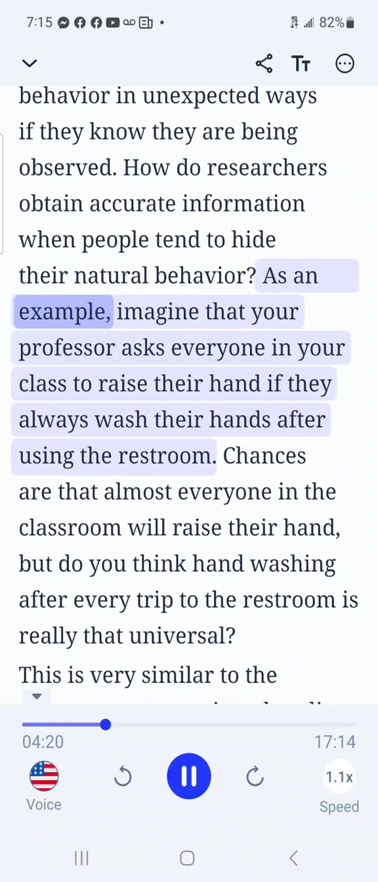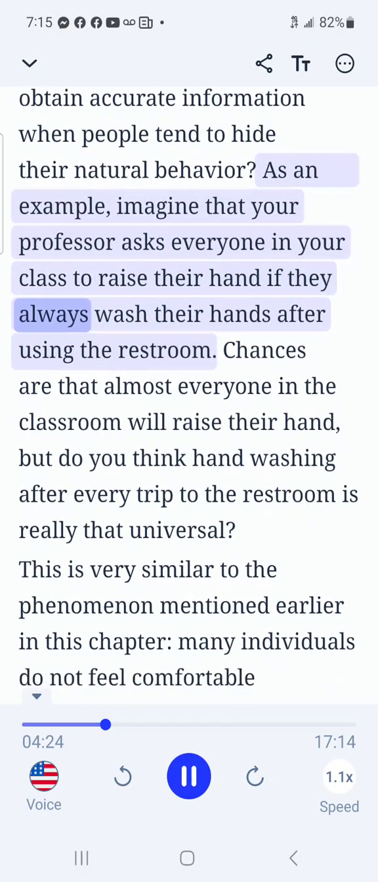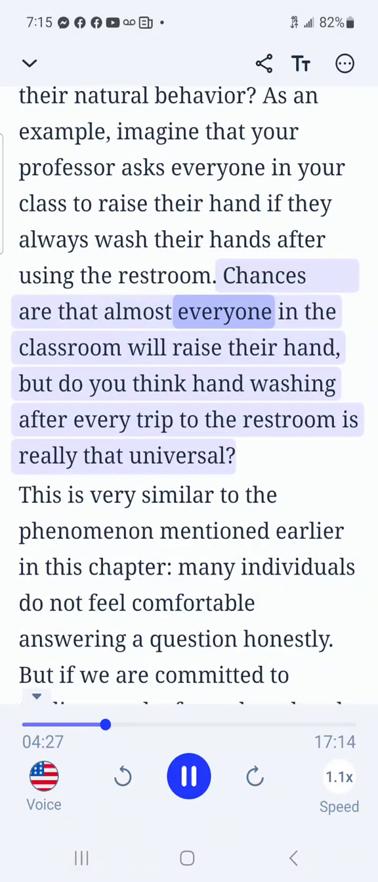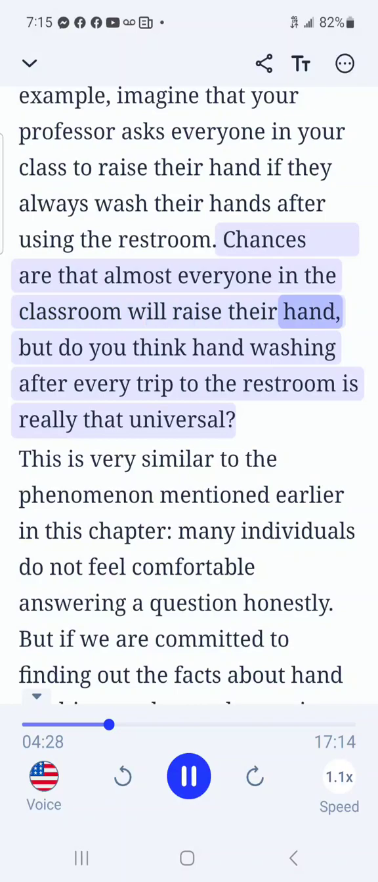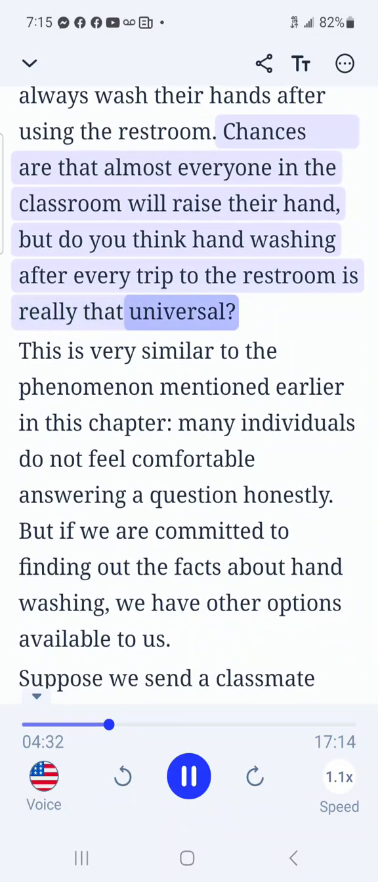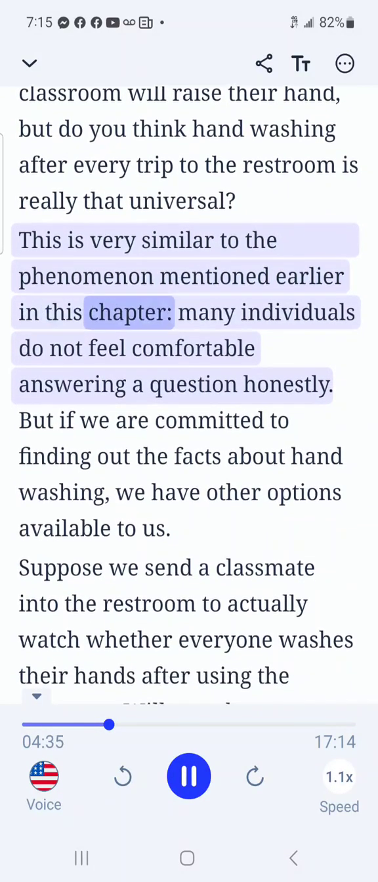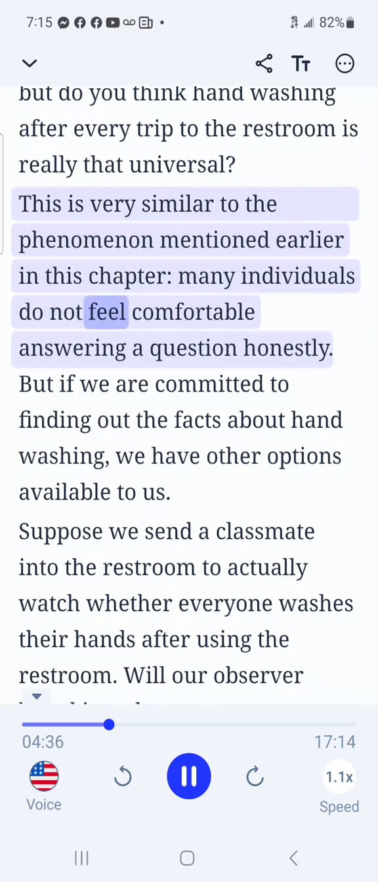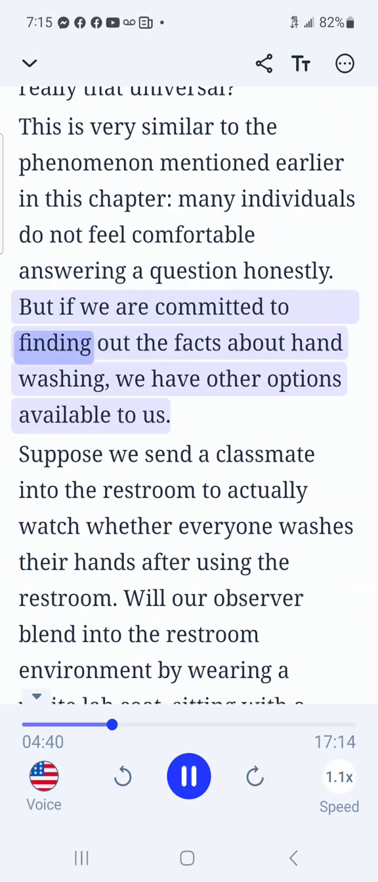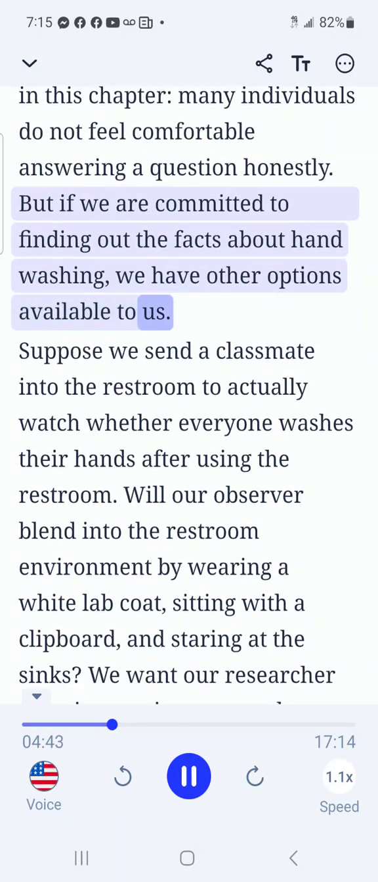As an example, imagine that your professor asks everyone in your class to raise their hand if they always wash their hands after using the restroom. Chances are that almost everyone in the classroom will raise their hand, but do you think hand washing after every trip to the restroom is really that universal? This is very similar to the phenomenon mentioned earlier in this chapter. Many individuals do not feel comfortable answering a question honestly. But if we are committed to finding out the facts about handwashing, we have other options available to us.